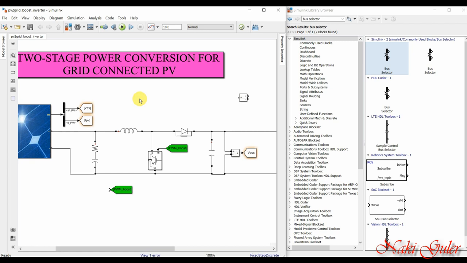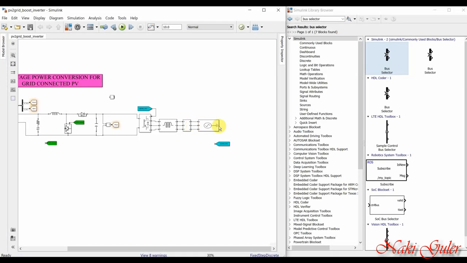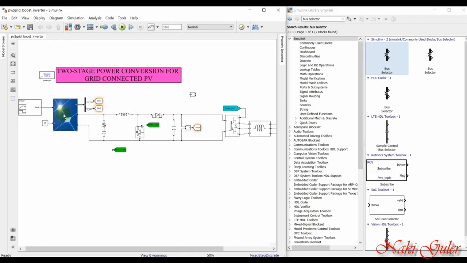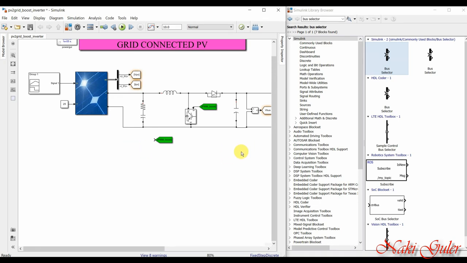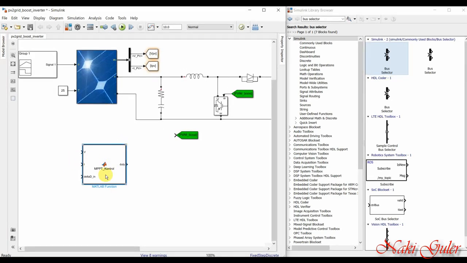Okay, we may check, is there any problem? No. Okay, now all the parameters are calculated, and we do not need this one. Now we can start the control side. We need a maximum power point tracking control at this point. If you remember, I was using this block, and I will share this block below the video, and also the signal builder. And here we should apply PV voltage and also PV current. Also we need a delta and constant.